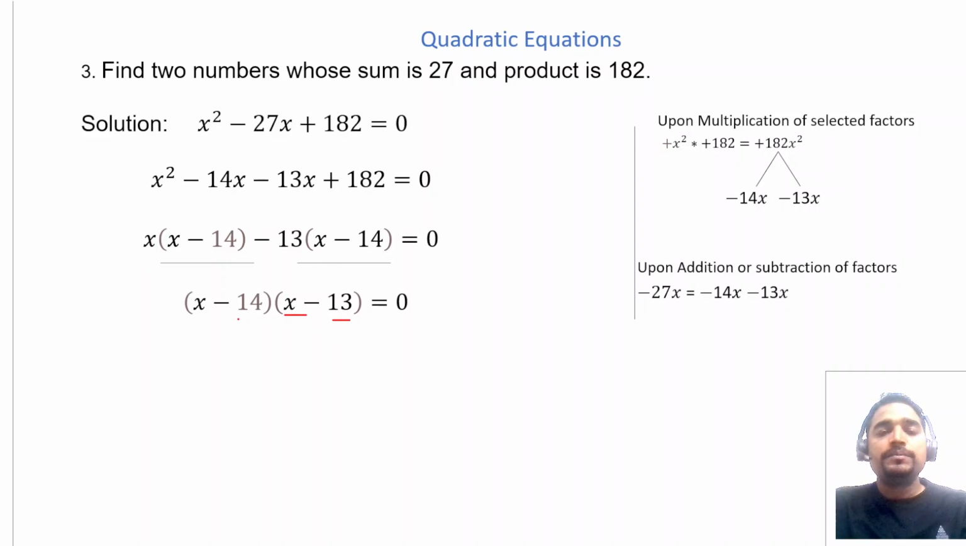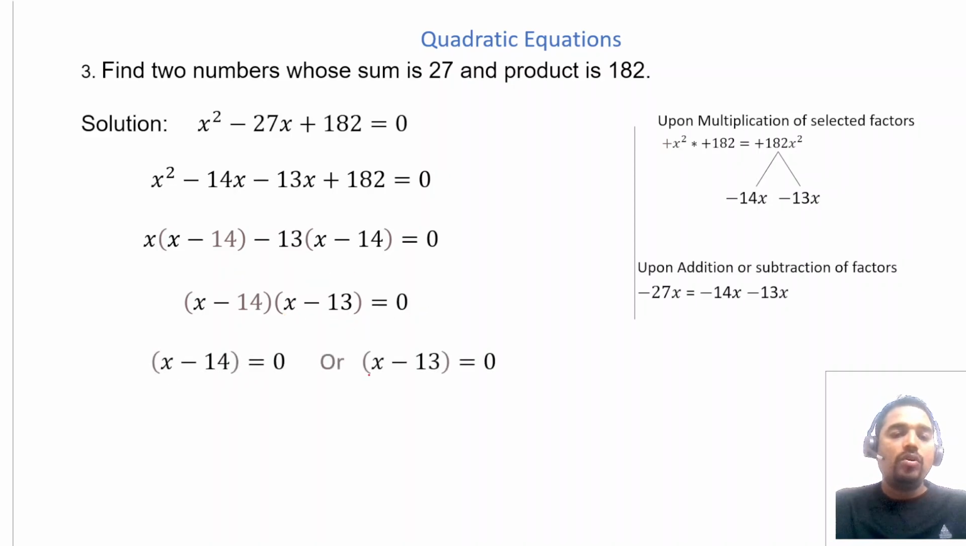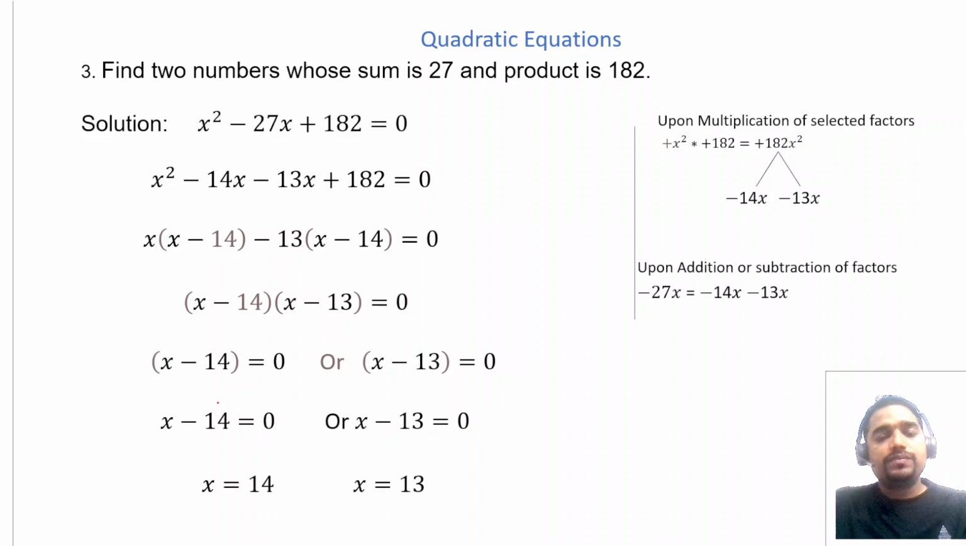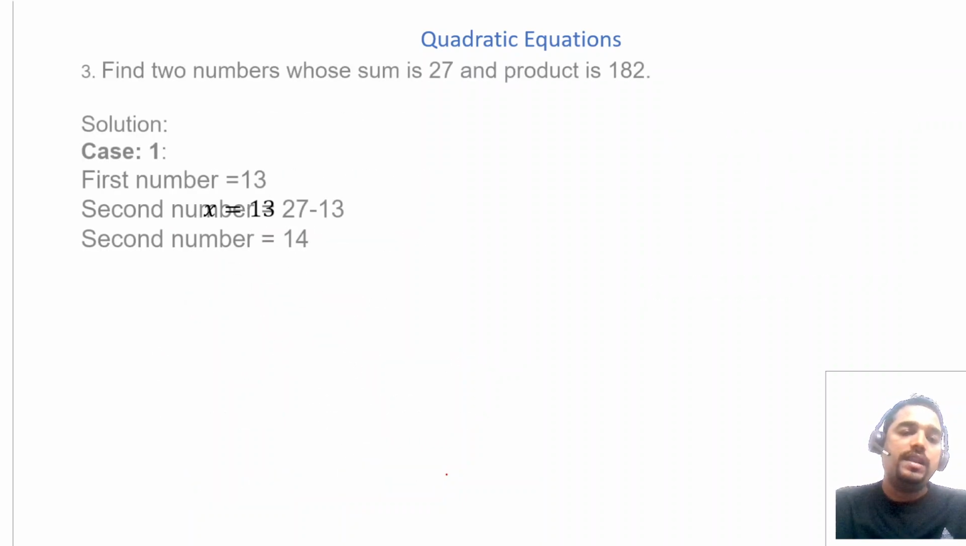That is, we see that the multiplication of two terms, the first term and the second term, is equal to 0. Therefore, either the first term is equal to 0 or the second term is equal to 0. That is, x minus 14 equals 0 or x minus 13 equals 0. In order to simplify, upon transpose of minus 14 towards the RHS, minus 14 would become plus 14. Similarly, minus 13 would become plus 13. Therefore, x is equal to 14 and x is equal to 13 are the required roots of this particular quadratic equation.